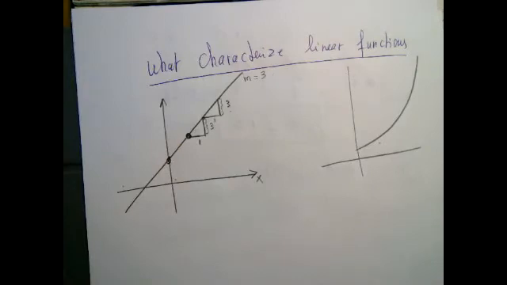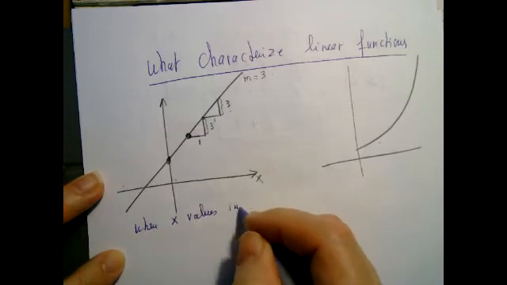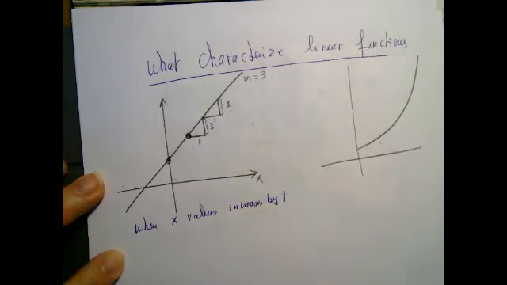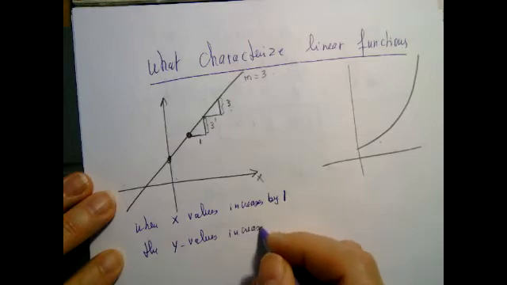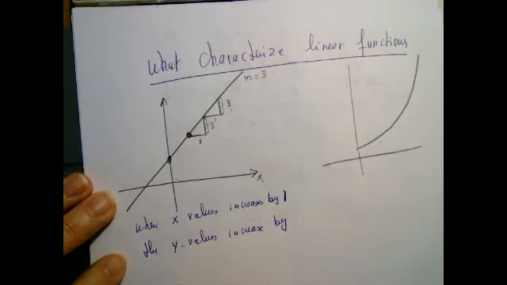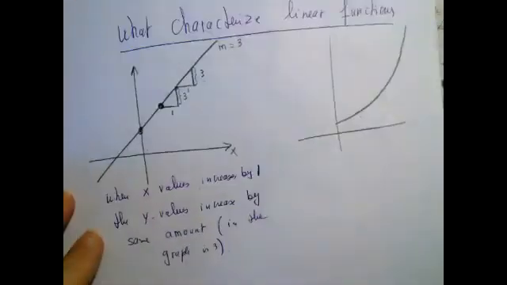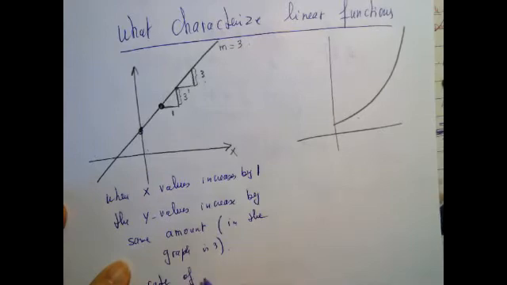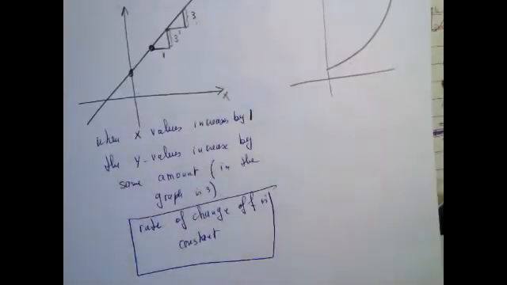So if the graph is a line, and that's crucial, when the x value or the input increases by 1, the y value or the output increases by the same amount, which in this particular problem, in the graph given, is 3, the slope. You can think about it as a rate. It means the rate of change of the function is constant.